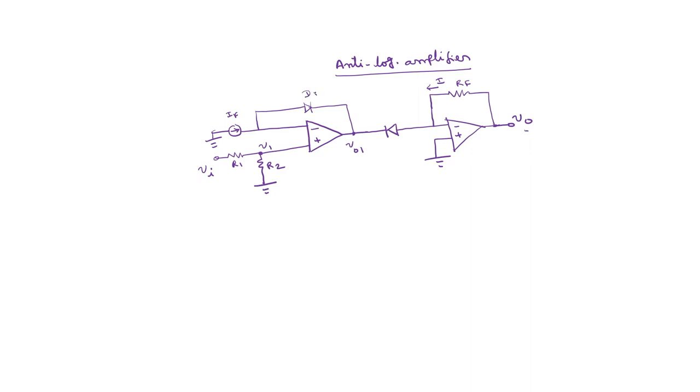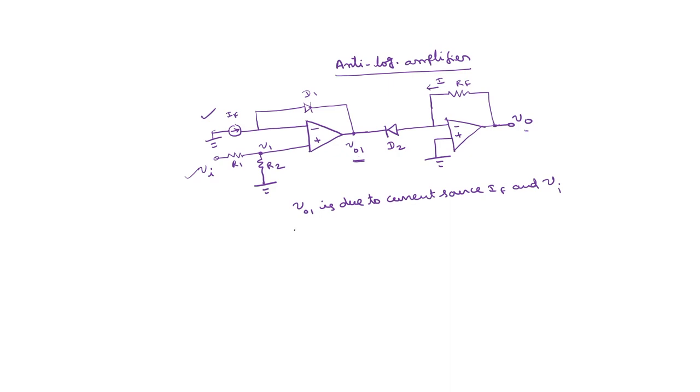We call this as D1 and D2. D1 and D2 are identical diodes. So, first I will find out what is V01. This V01 is basically due to the current source IF and the input voltage source Vi. So, this and this both will contribute to this V01.